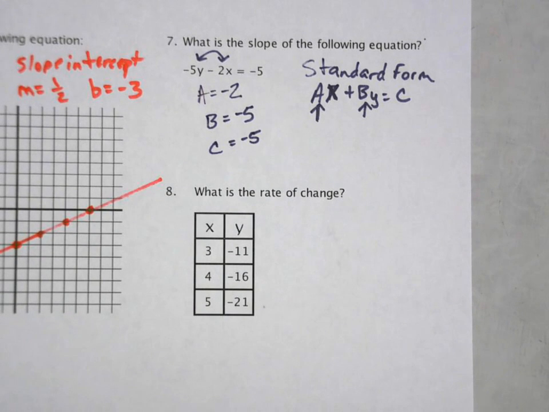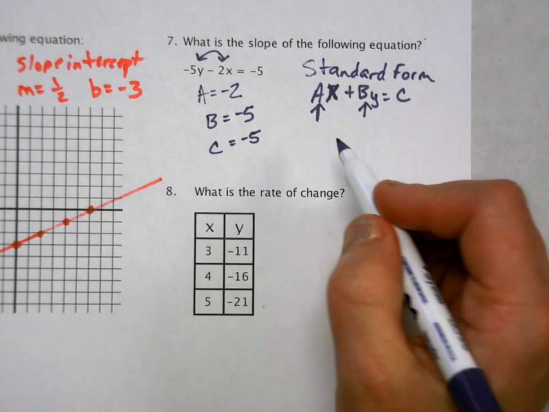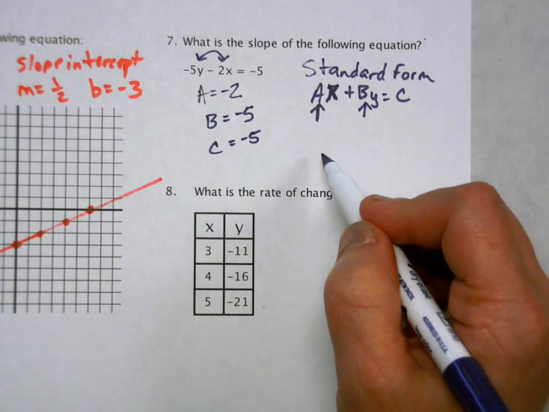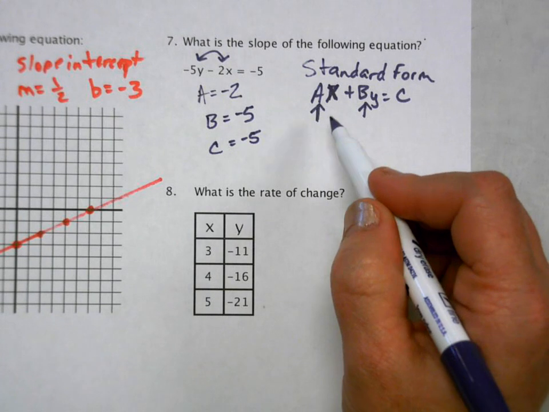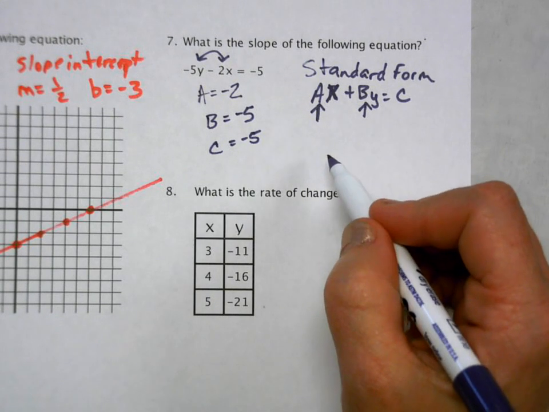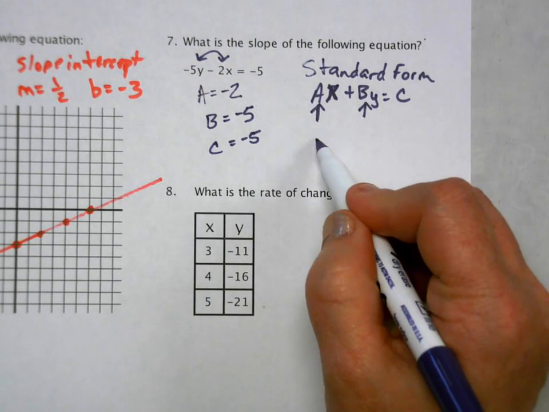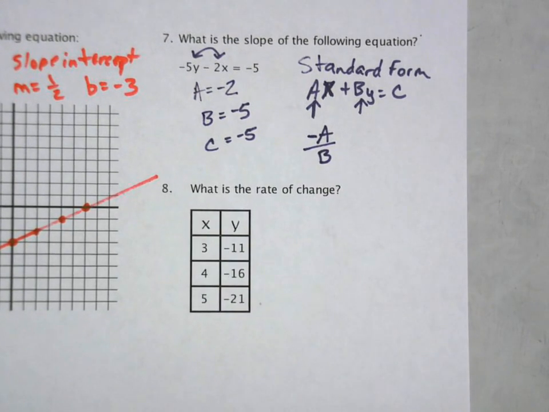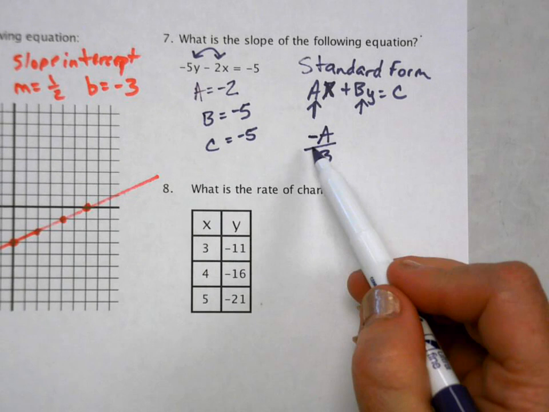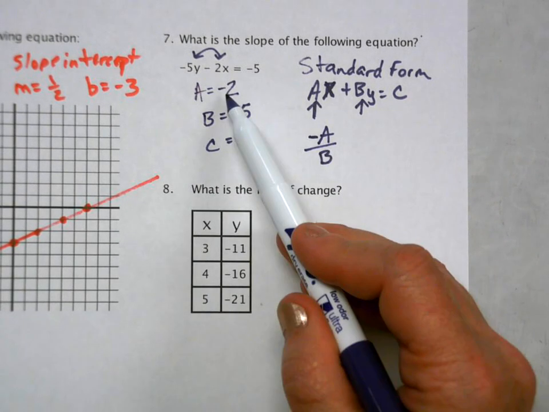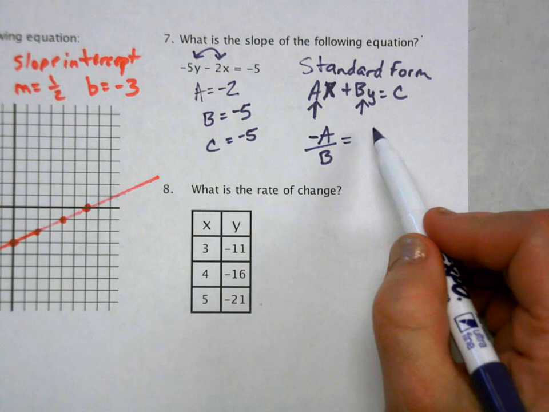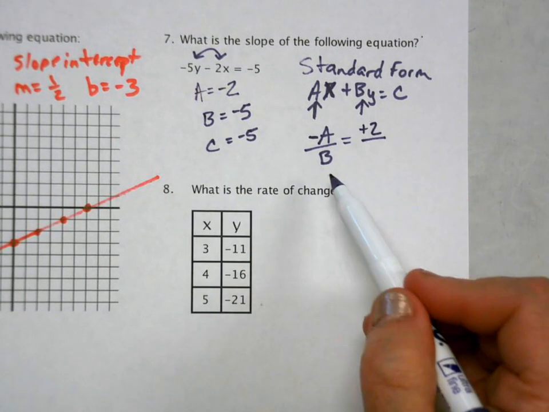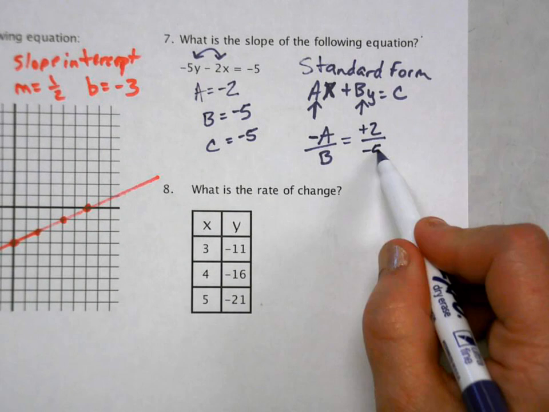So what is my shortcut for the slope? Okay, so C over A is going to be my x-intercept. C over B is my y-intercept. So what's my slope? -A over B. Okay, so I'm going to change the sign on my A. So it's -2. So it's actually going to be what? +2. And then my B stays the same.